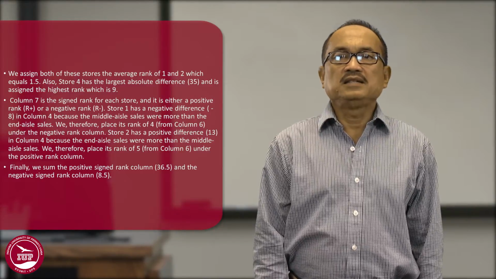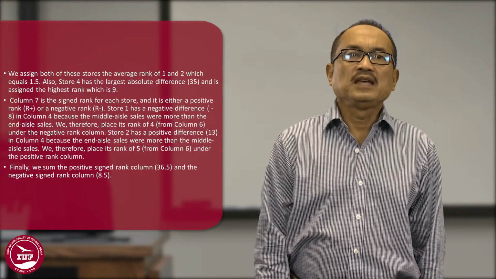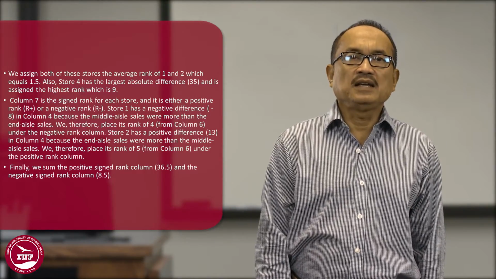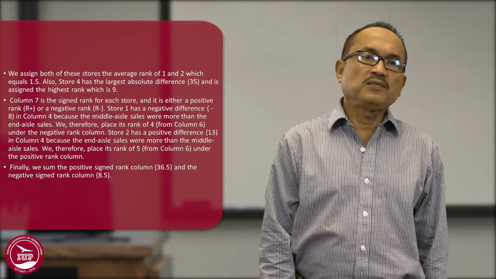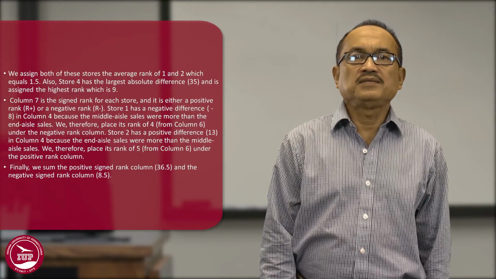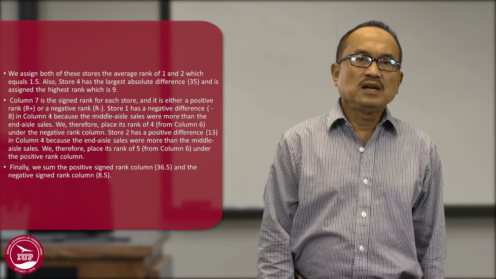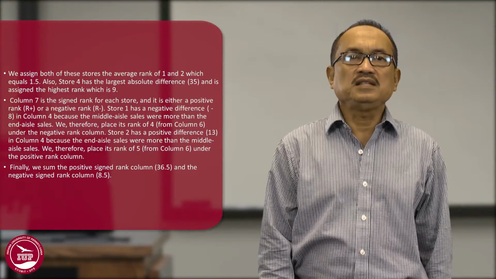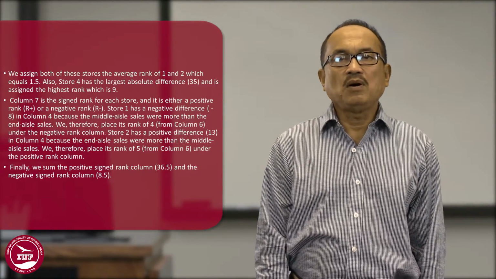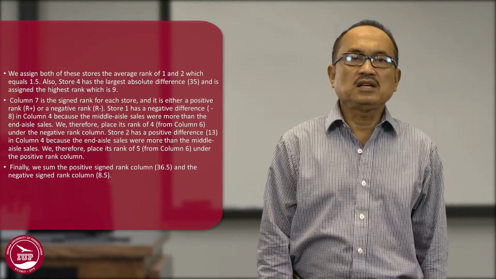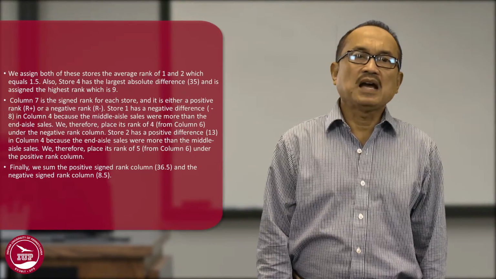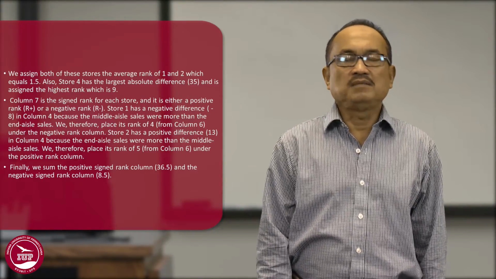Store 1 has a negative difference, -8, in column 4 because the middle aisle sales were more than the end aisle sales. We therefore place its rank of 4 from column 6 under the negative rank column. Store 2 has a positive difference, 13, in column 4 because the end aisle sales were more than the middle aisle sales. We therefore place its rank of 5 from column 6 under the positive rank column.